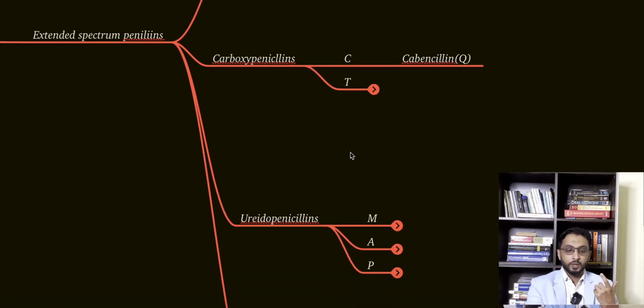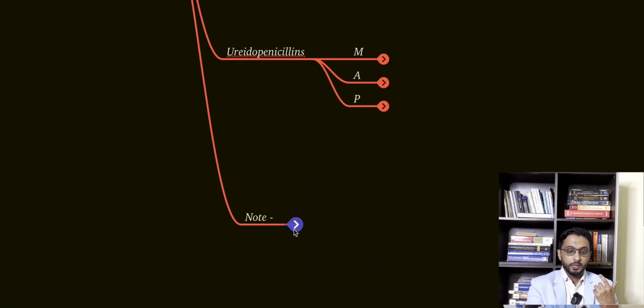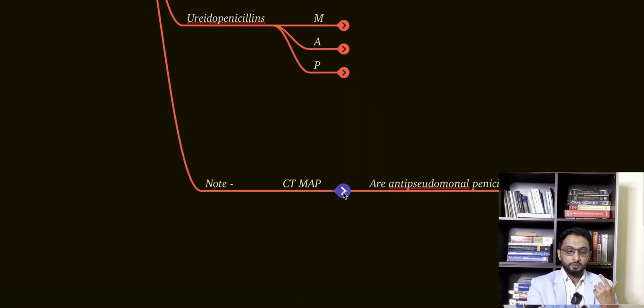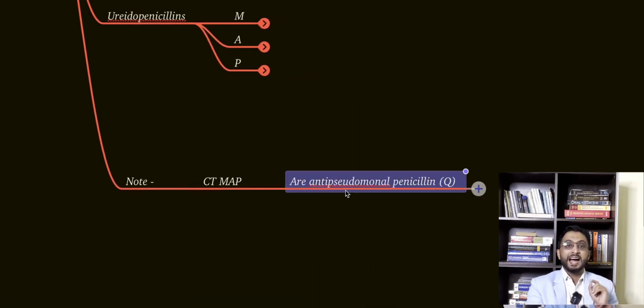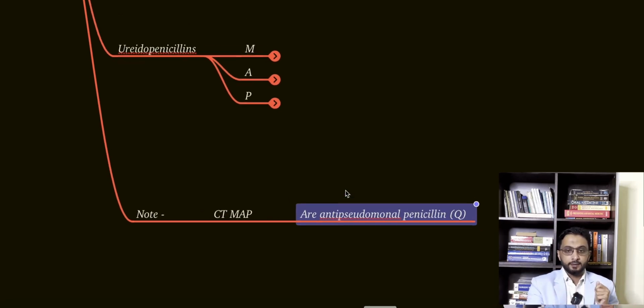Also, please note the CT map. The short form basically stands for the anti-pseudomonal penicillins. Pseudomonas aeruginosa is one of the very common agents causing nosocomial infections. Nosocomial means from hospital. So any agent which can easily survive in hospital antiseptics is very problematic. So there should be some agents acting specifically against Pseudomonas aeruginosa, and the CT map is very effective in that sense.